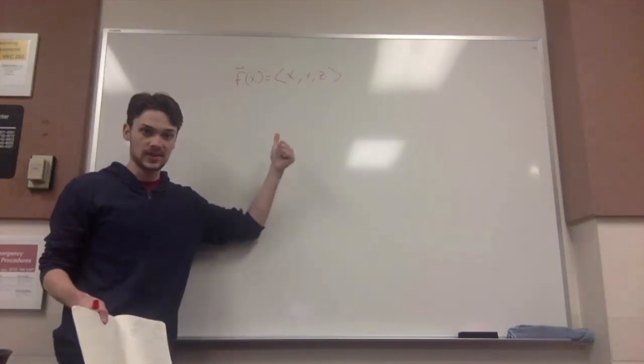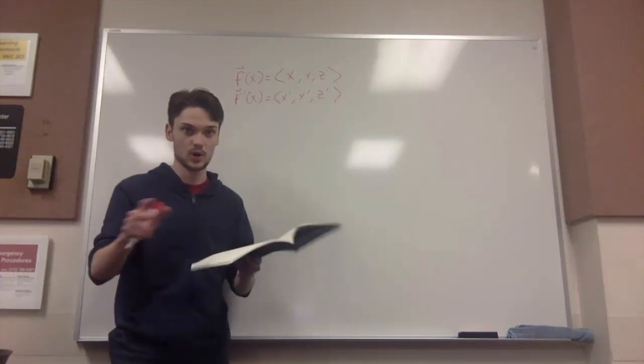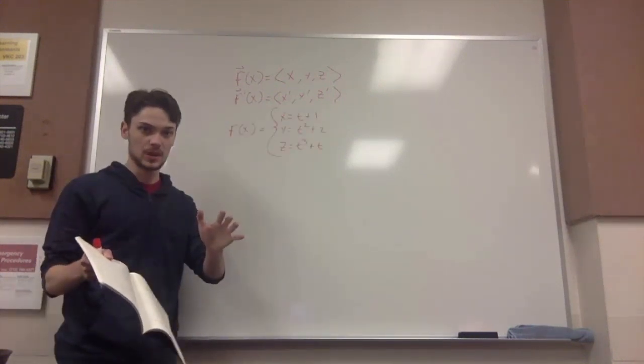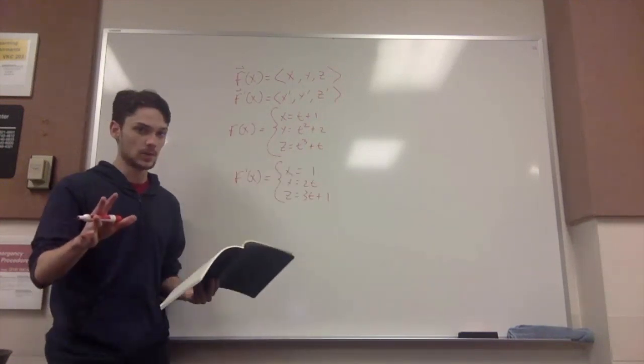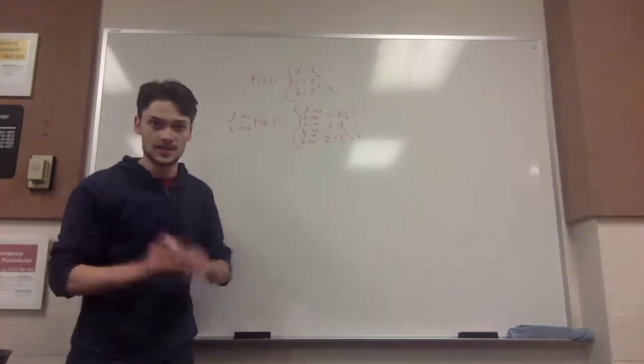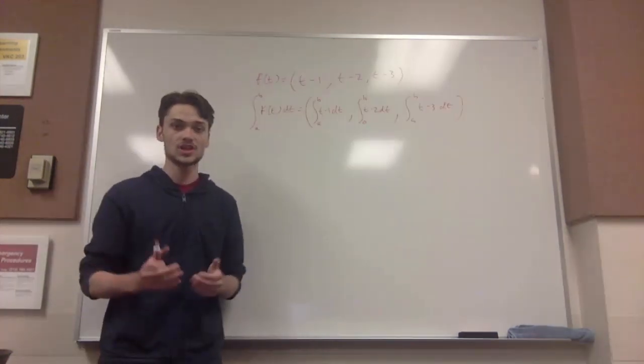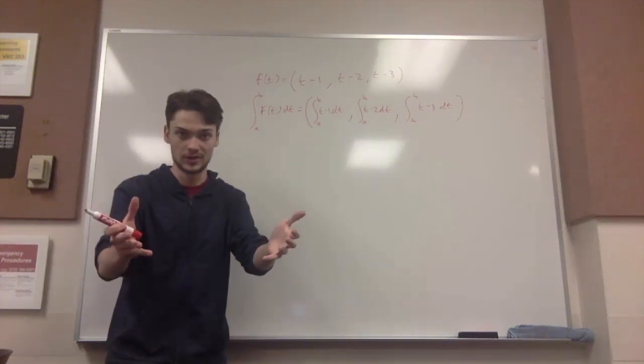So let's say we have a vector. We can take the derivative of that vector by taking the derivative of its component parts. We can do the same thing with a parametric line. The derivative of a parametric line is going to be the derivative of its component parts. The same logic applies for limits along parametric lines. The same logic applies for integrals along parametric lines.